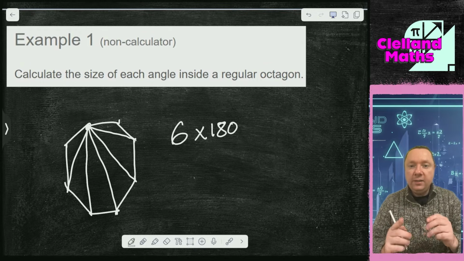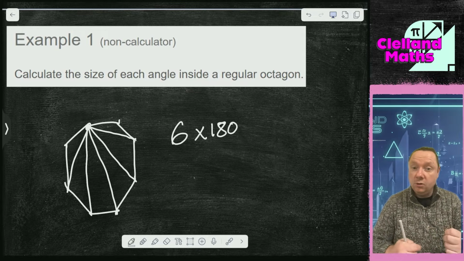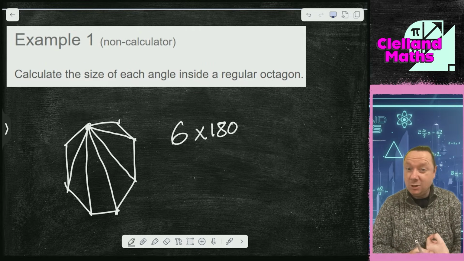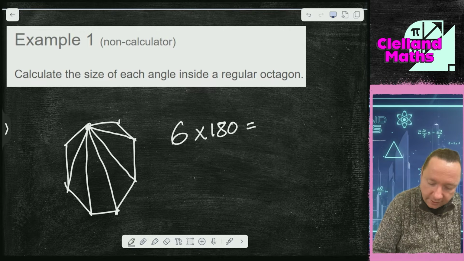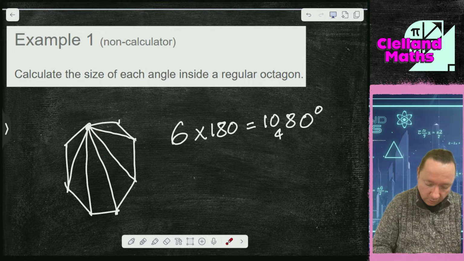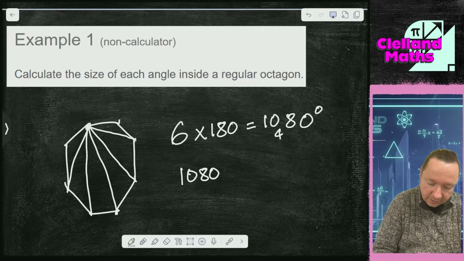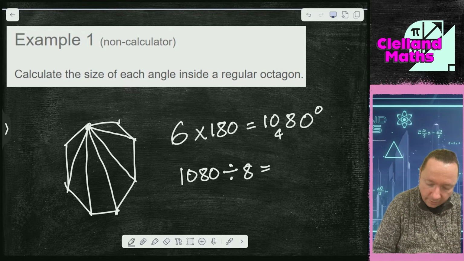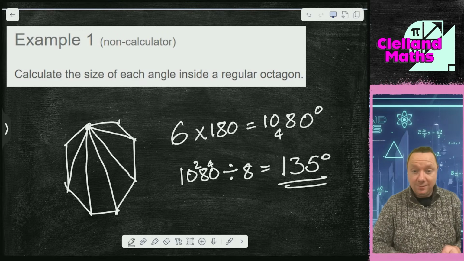Now in general, if you take any sided shape, as long as it's regular, and take away 2, that tells you the number of triangles. So if it's a 10-sided shape, I just do 8 times 180. 6 times 180, 6 eighths is 48, 6 ones is 6 plus 4 is 10. So my total is 1080, and then I want to split that into 8 angles, because there's 8 angles once I take all these lines away in an octagon. So it's just 1080 divided by 8. Well, 8 into 10 goes 1, 2 left over. 8 threes is 24, 4 left over. 8 fives is 40. We get 135 again, and we're done there.